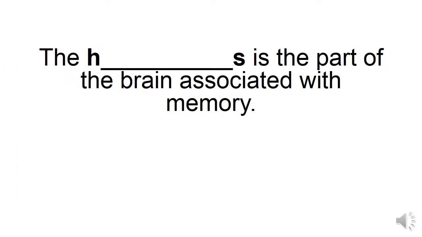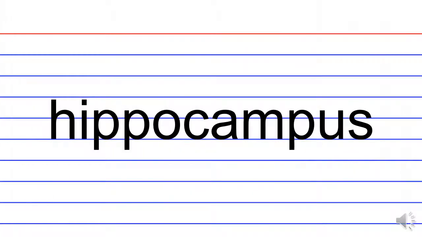The H-S is the part of the brain associated with memory. So what structure in the brain is associated with memory? The hippocampus. So the hippocampus is a structure associated with memory. And again, as I said before, Google image it so you can see its location within the central aspect of the brain.